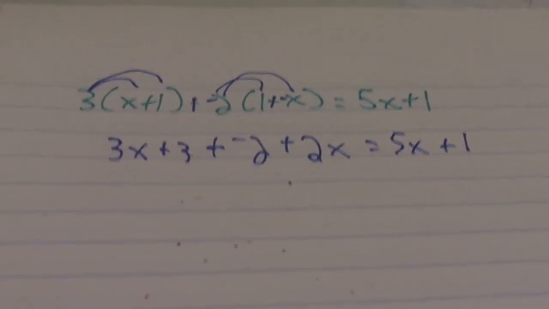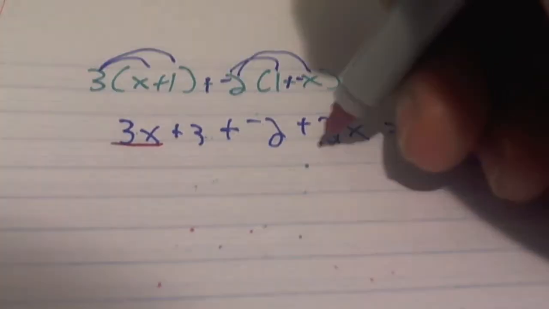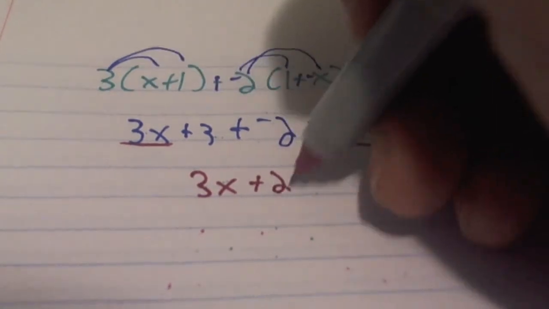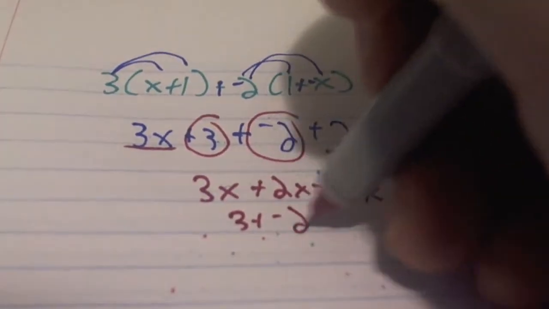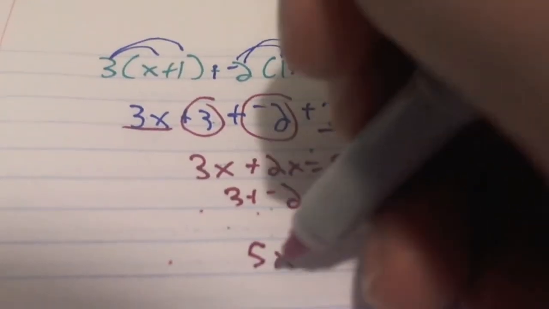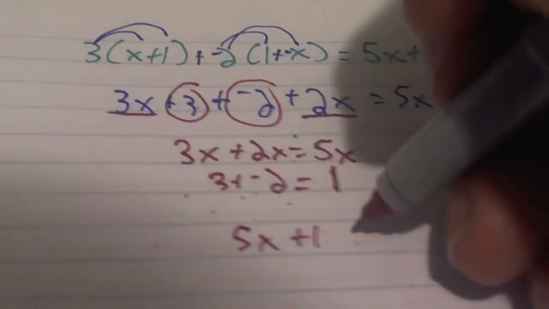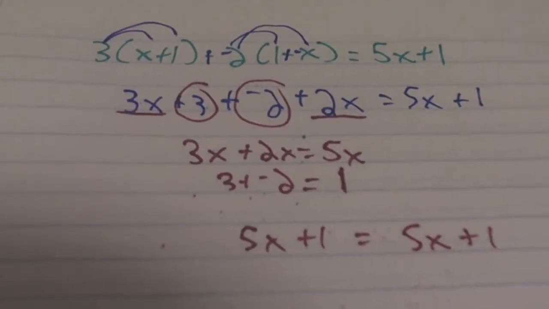Alright, next step is to combine like terms. So we have a 3x and a 2x. So 3x plus 2x is 5x. We have a positive 3 and a negative 2. 3 plus negative 2 is equal to 1. So now we have 5x plus 1 is equal to 5x plus 1.